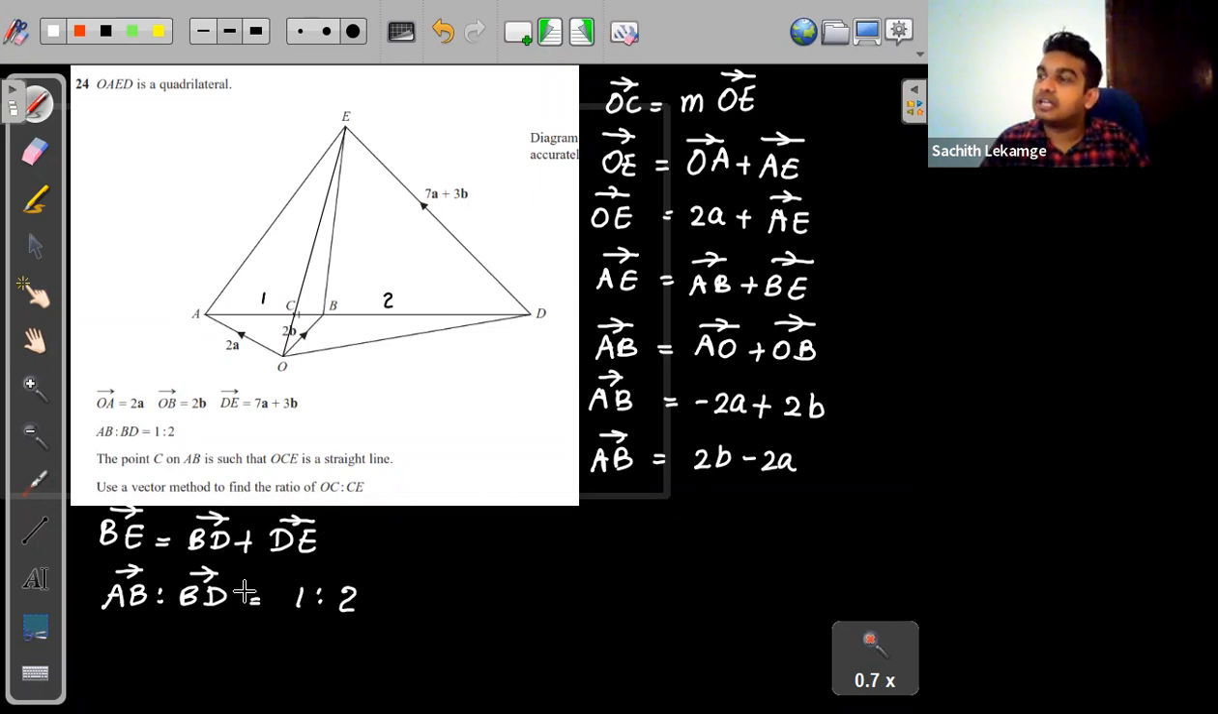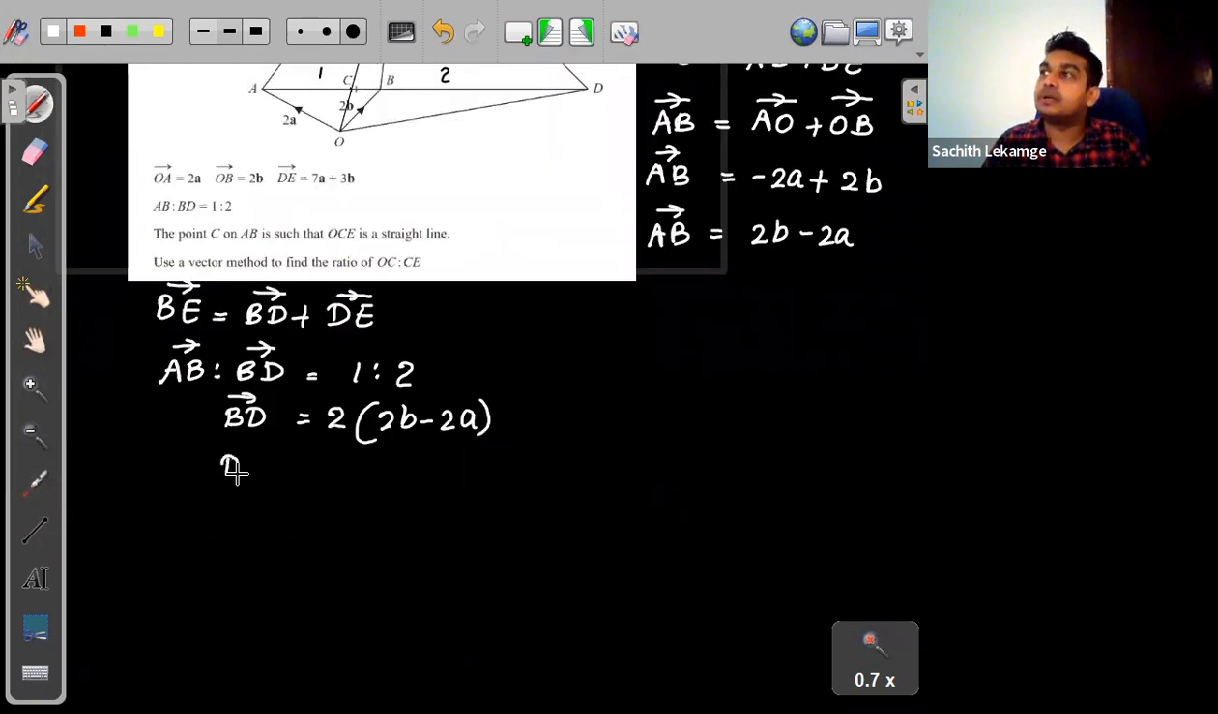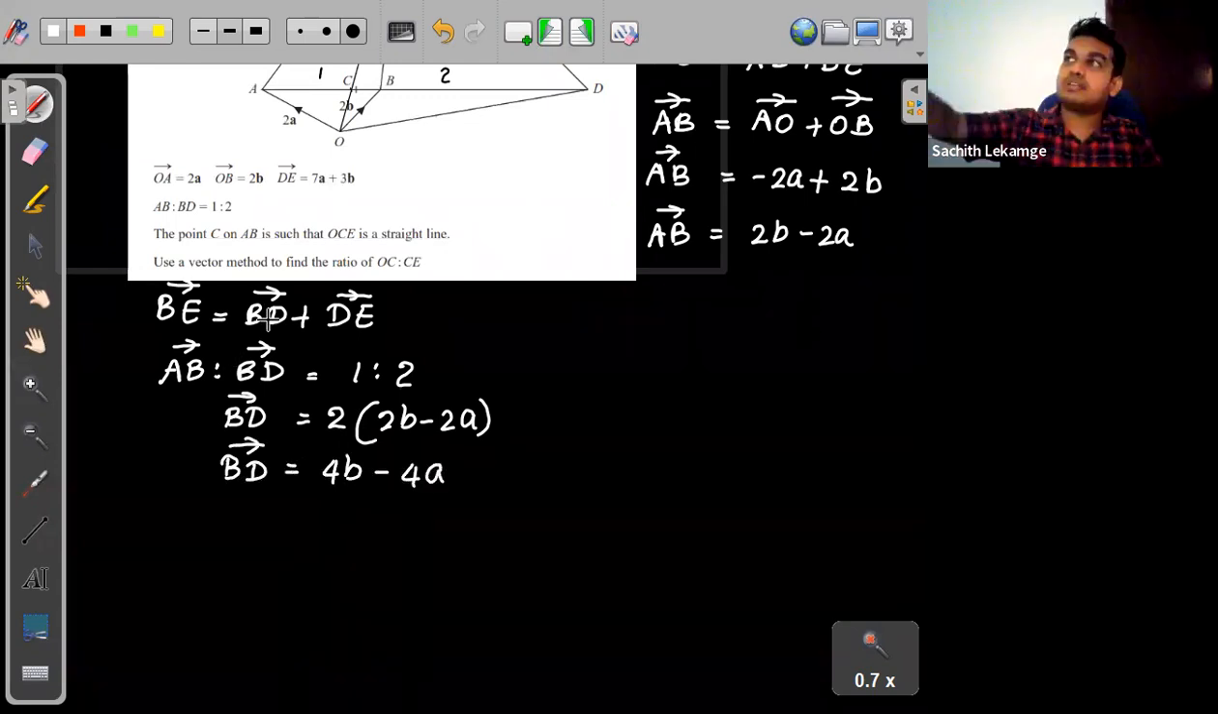AB I know, which is 2b minus 2a. Then BD should be twice that, 2 times (2b minus 2a). Is that clear? Multiplying AB by 2 gives BD equals 4b minus 4a. Now I'm going to substitute it over here.